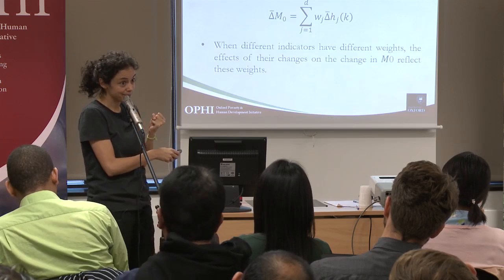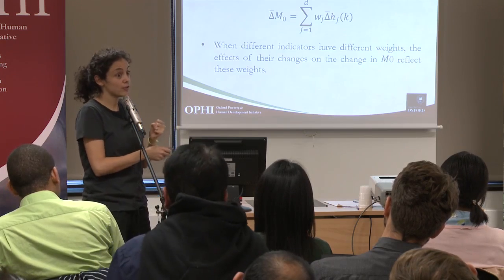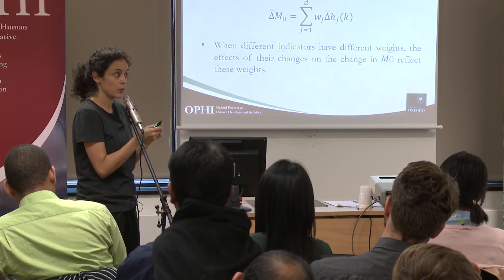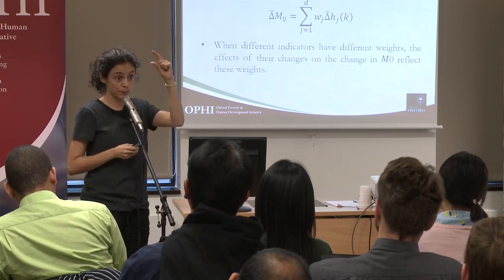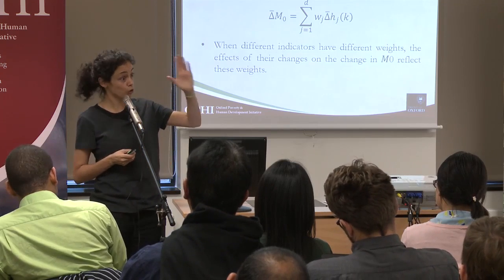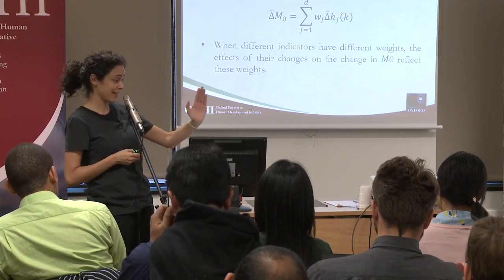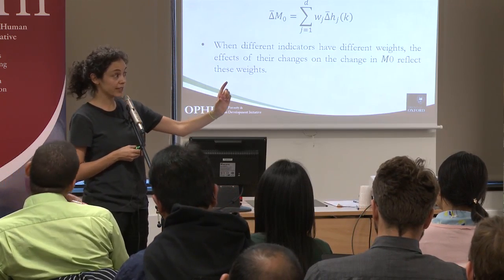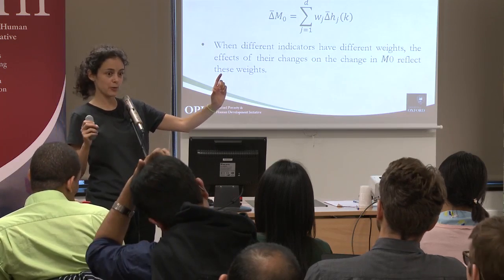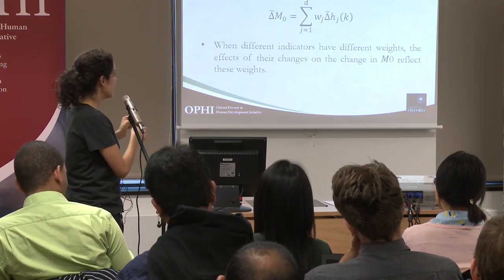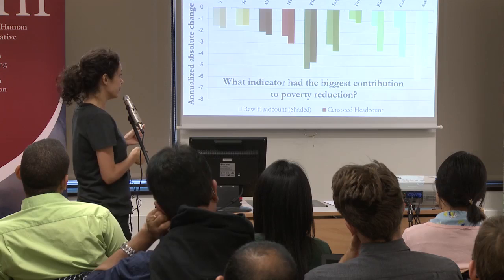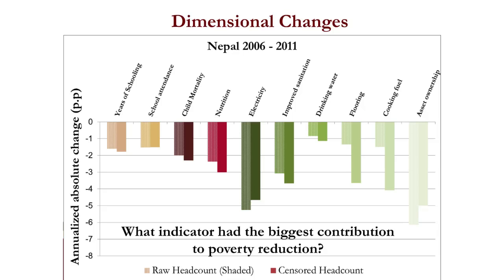So what does that mean? That cooking fuel actually doesn't have exactly the same weight as nutrition. So it's not enough to look just at the progress on the censored head counts, although that is what you should be looking at. It's the censored head counts, not the uncensored. But you also need to look at the weight, because different indicators have different weights. So looking back at this graph, what do you think was the indicator that had the biggest contribution to reduced poverty?